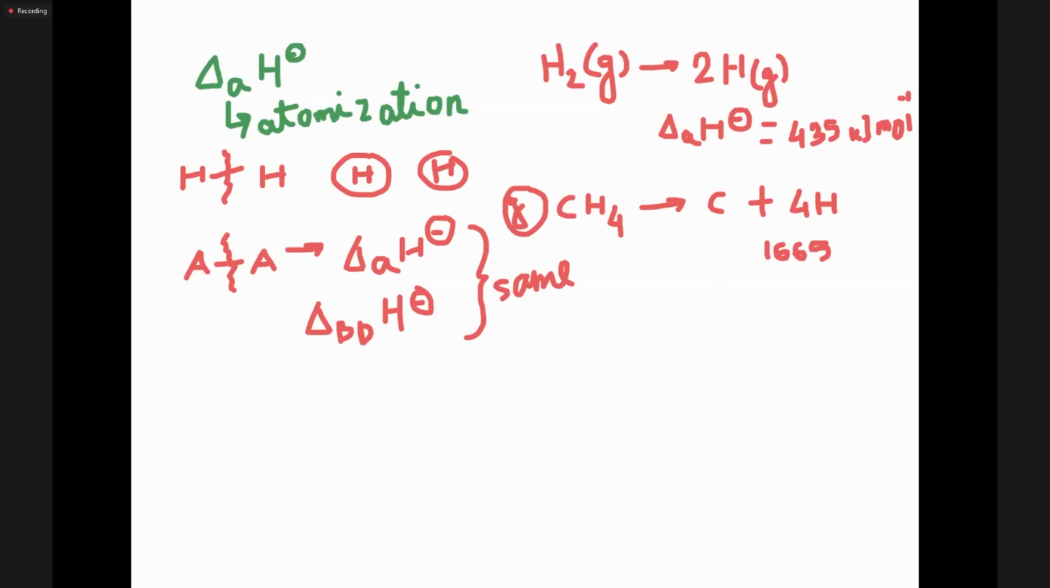Now, if we look at the following reaction, it is another kind of reaction: sodium solid to sodium gas. So we have sodium solid and we are producing sodium gas. For this reaction, the delta AH minus value is 108.4 kilojoule per mole. In this specific case, the enthalpy of atomization is the same as the enthalpy of sublimation, because this procedure is also a sublimation process.